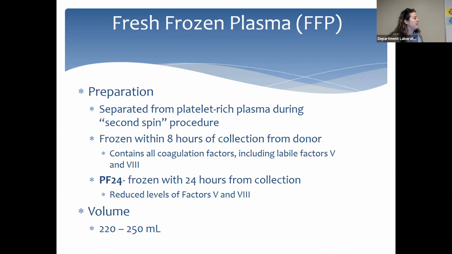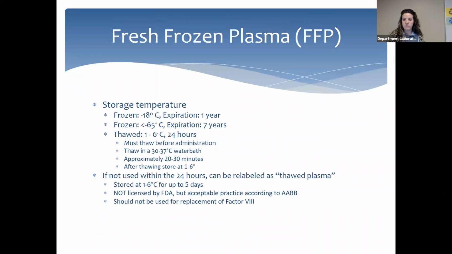So usually 1 unit of FFP is about half of your whole blood, usually about 220 to 250 mils. All right, so your storage temperatures. It's frozen, so in blood bank, think about your routine frozen temperature, -18. Fresh frozen plasma can be kept frozen at -18 for up to 1 year. If it is frozen at -65, it can be frozen for up to 7 years.